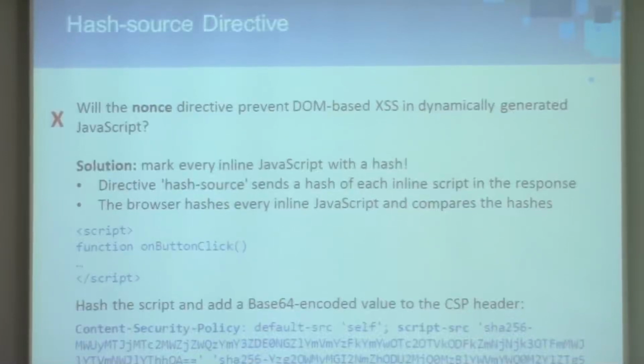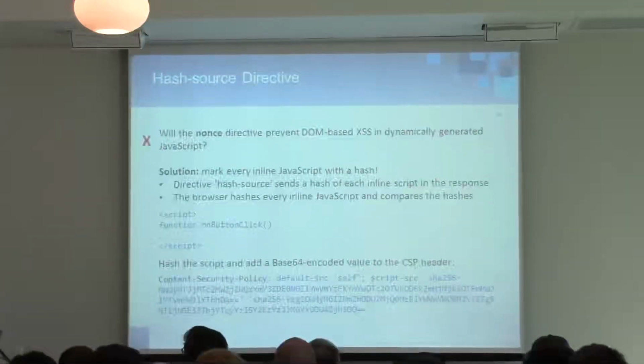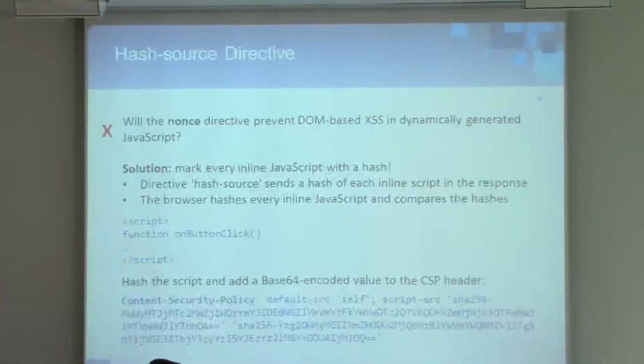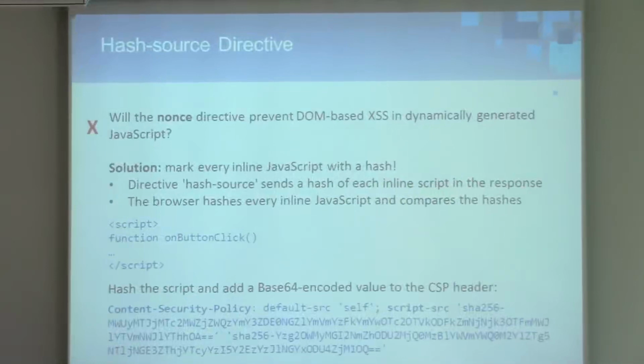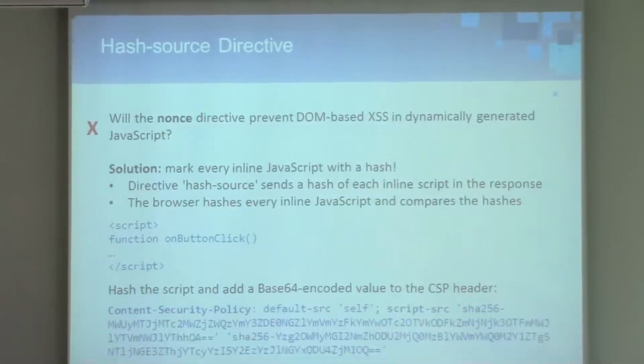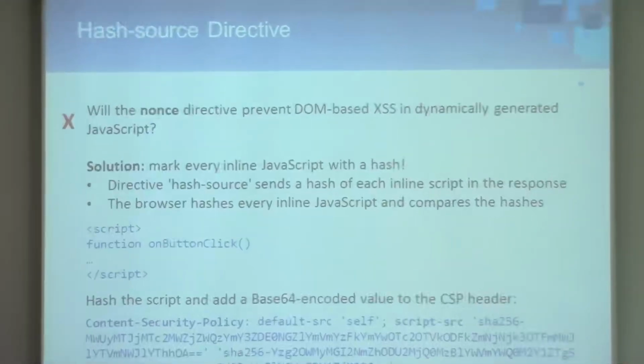So what does the browser do? Loads the script, finds every script snippet, does the hashing according to the algorithm that's specified, and validates if the hash matches or not. So in this case, if the attacker tried to inject something into the already existing JavaScript, what's going to happen? Yep, the hashes won't match. The source is different, the hash will be different, so the browser will not execute it, will send a report, and all that.